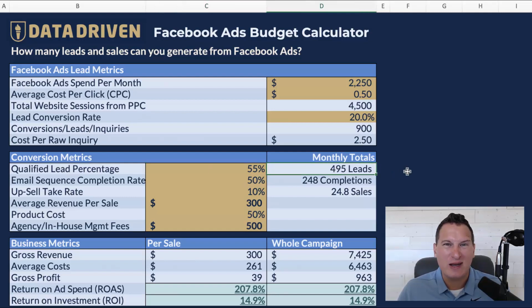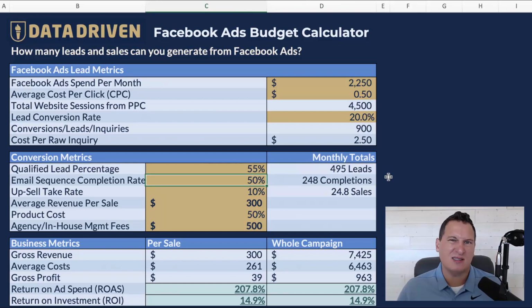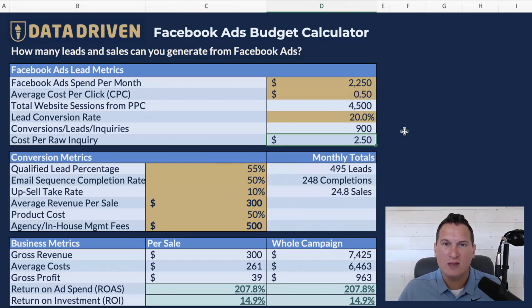So we're already about halfway there from the leads we generated. Now we're at about $5 per qualified lead, give or take. We go down some more. We have email sequence completion rate, of the email sequences that these people will be put in. Now let's talk about it in terms of this boot camp. If somebody were to put in their email address and say, I want to join the boot camp, for example, we're hoping that would cost us $2.50, as you can see here.